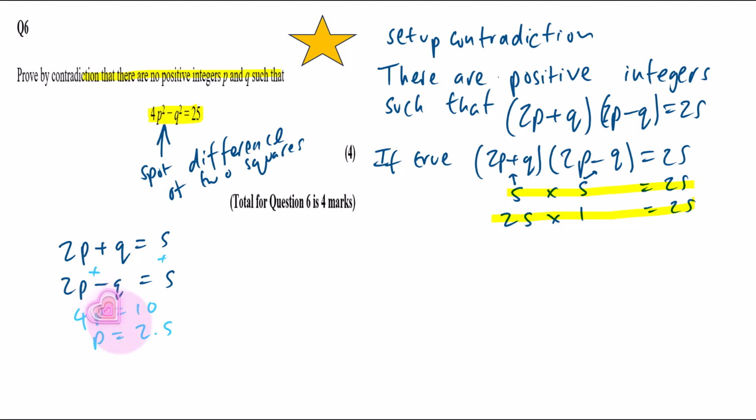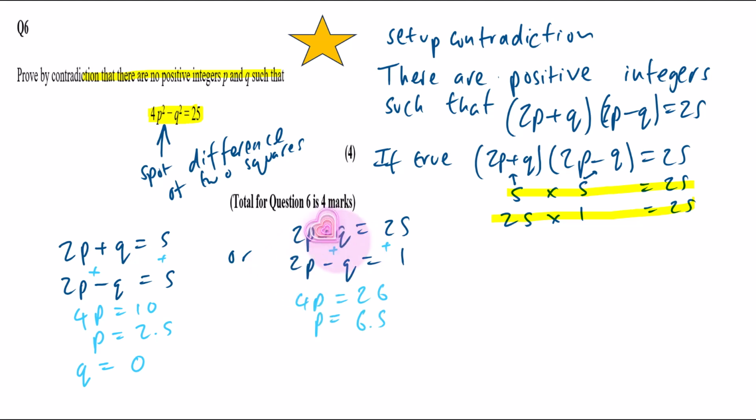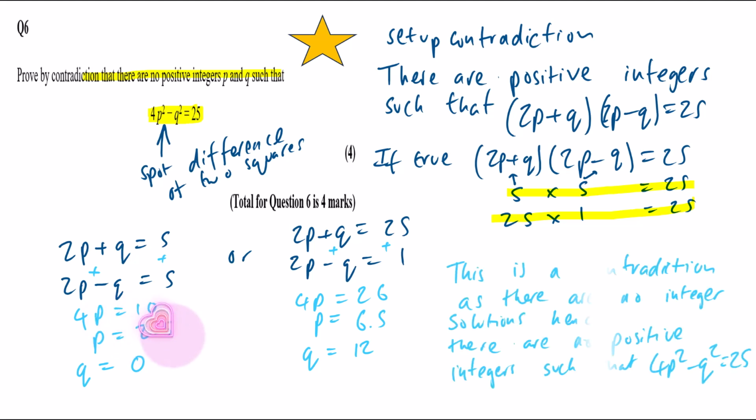Solve, we get 4p equals 10 and p equals 2.5, which leaves us with q equals 0, and we can say, or the other option is here, solve simultaneously. We're going to get p equals 6.5 and q equals 12. This is an integer, but this isn't. Neither of these are really, 2.5 is not an integer either.